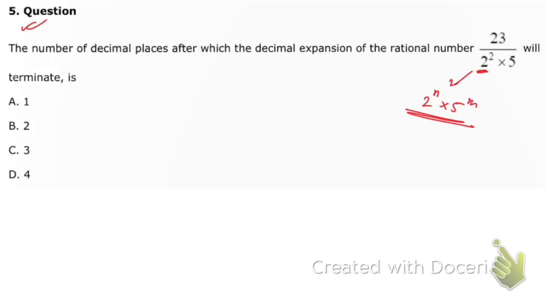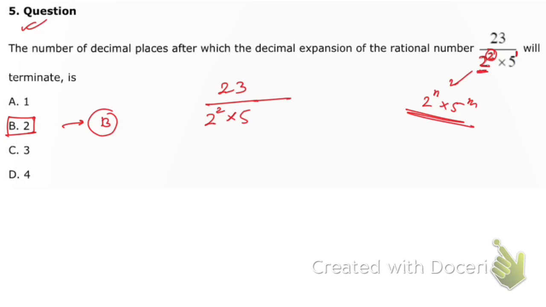Check the powers. Check which one is greater, the power of 2 or the power of 5. So here the power of 5 is 1, okay, and here the power of 2 is 2, so 2 is greater. That's why the answer will be 2. So after 2 digits it will terminate. Option B is the correct option, because you see 23 by 2 to the power 2 into 5 to the power 1.